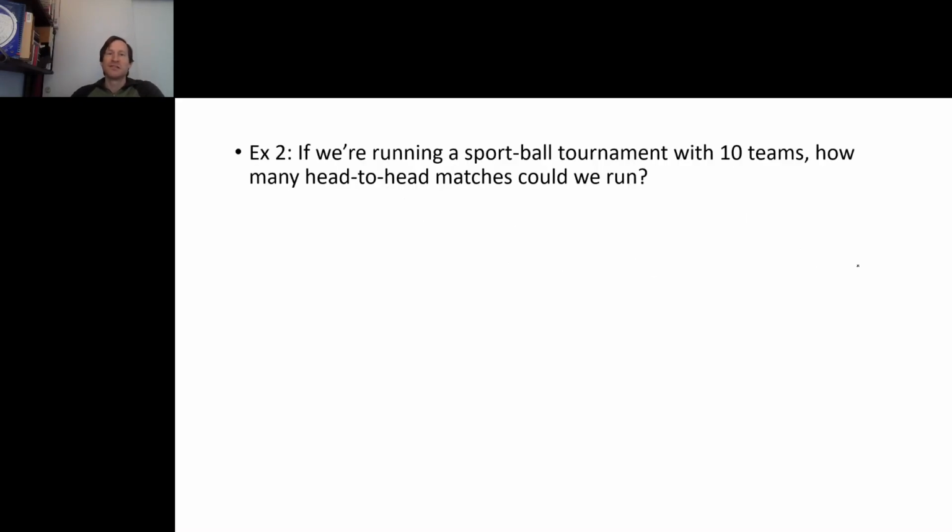Second example, suppose that we are running a sport ball tournament that has 10 teams. How many different head-to-head matches could we run? So I guess we need to decide what we mean by a match. And this is when one team plays against another team.